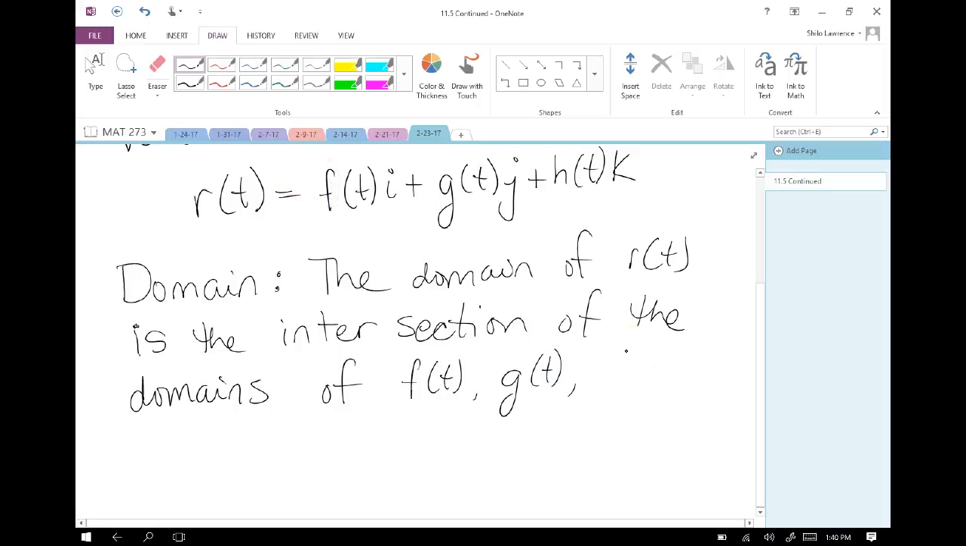Intersection, sorry, that's one word. I put an awkward space in there.